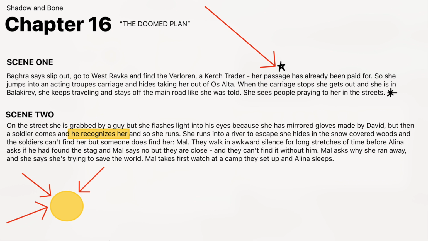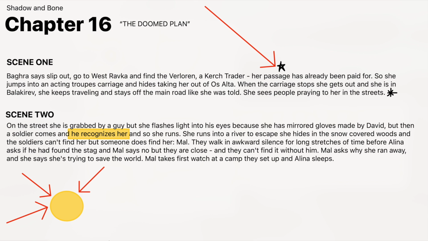But the Darkling's hunters cannot find it without him, because as we heard in a previous chapter, Mal is one of the best hunters and trackers around. Mal asks why she ran away, and she says she's trying to save the world. Mal takes first watch at a camp they set up, and Alina sleeps. So this chapter sets Alina off on this doomed plan. She has to run, and all of a sudden it is already starting to get doomed, right?